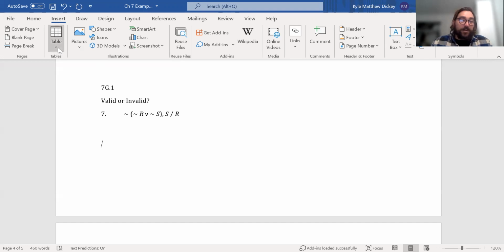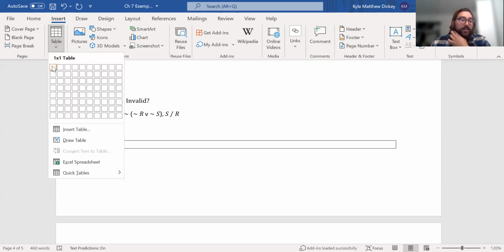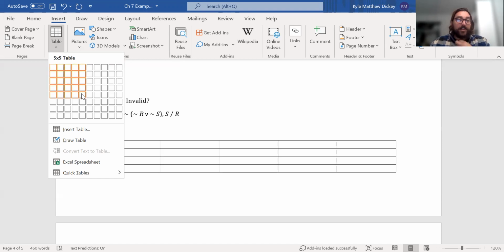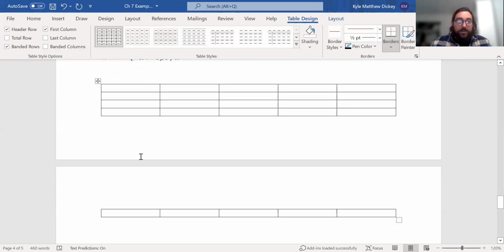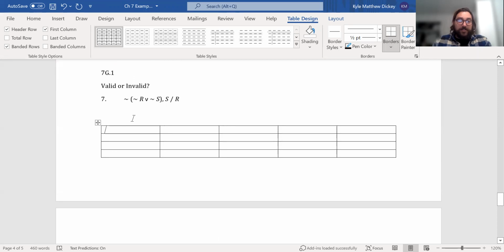So what's going to go on here? We need 5 across and 5 down. If it needs to be bigger, you can just click the word insert table, and then put the numbers that you need in. All right, so now with our table in hand, we can start. We want R, we want S, we want our first premise.